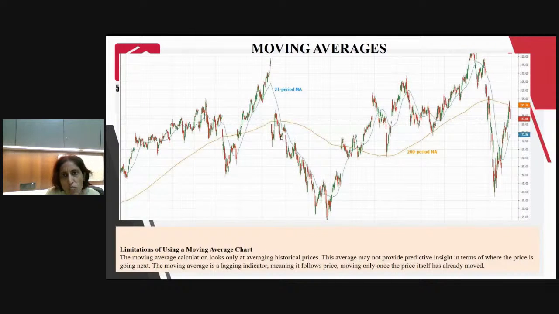So, limitations of moving average. Though we have seen that the moving average reflects a lot of information, such as when to buy, when to sell, or the support and resistance of the overall trend of the market, at the same time it has certain limitations. What are the limitations? Moving average is calculated on historical prices, and since it is calculated on historical prices, it may not provide predictive insights in terms of where the price is going to go next. And that is why the moving average is also referred to as a lagging indicator, meaning it follows prices.